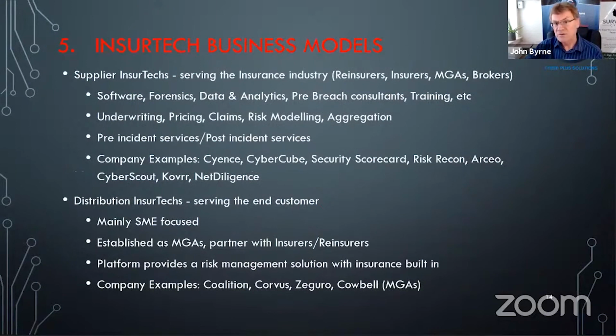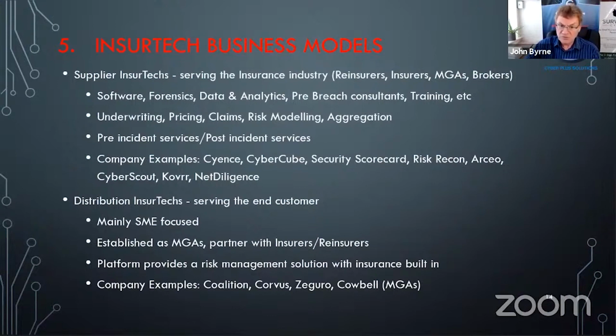So what are the insurtech business models that we've seen? Basically 2 types. This is oversimplification, but I think it's helpful. First of all, we have the supplier insurtechs who are serving the insurance industry. That is reinsurers, insurers, MGAs, or brokers. And generally they're providing software, forensics, data and analytics, pre-breach consultancy services, or training. They could be focused on underwriting, pricing, claims handling, risk modeling, or aggregation. Could be pre-incident or post-incident. And there are many, many companies that would meet this description. I've just listed a number of them here. The definition of insurtech is very broad. So it could include companies like this, or it could include many, many others.